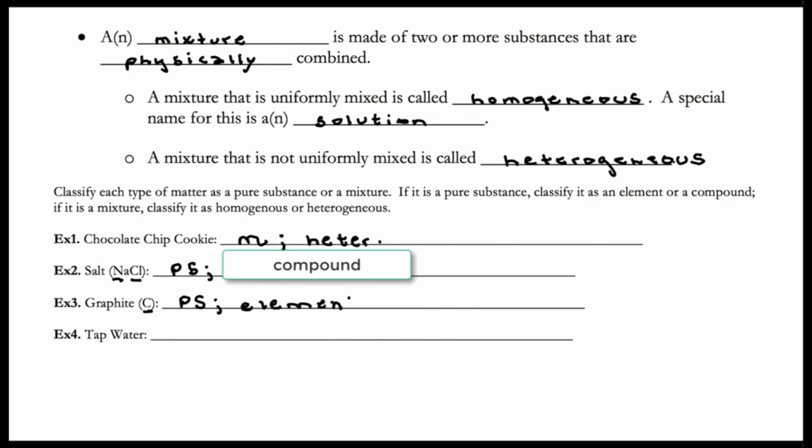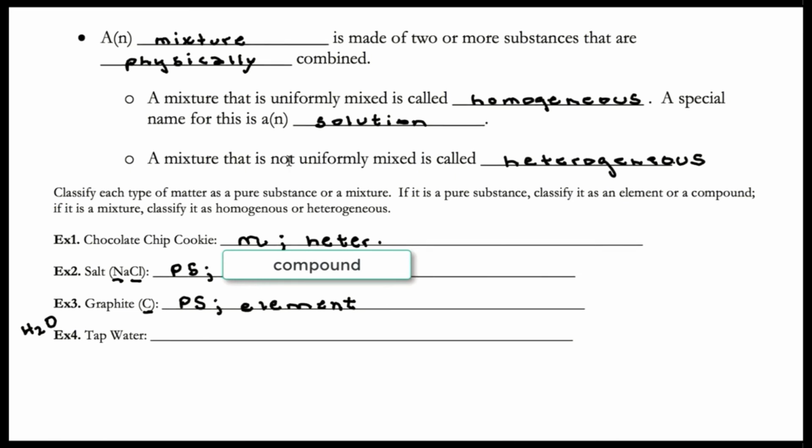Here's the last one, and this one really trips people up a lot. Tap water. When we're discussing water, water has the formula H2O, which would make you think that this is going to be a pure substance and a molecule because you've got 2 different types of atoms. However, the water you get from your tap is not just H2O. It has a number of different components in it.